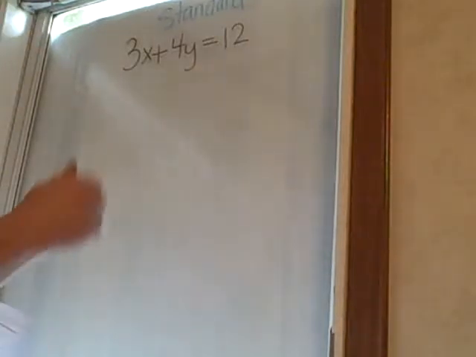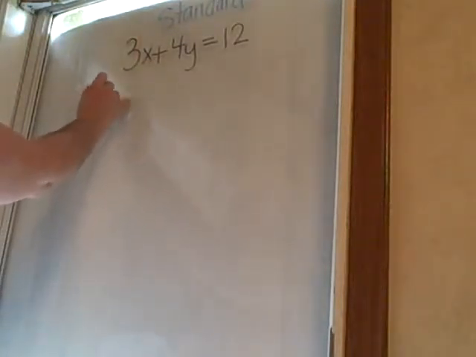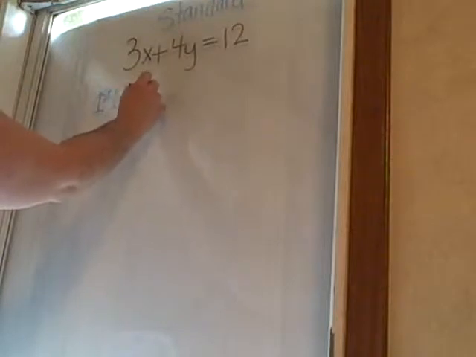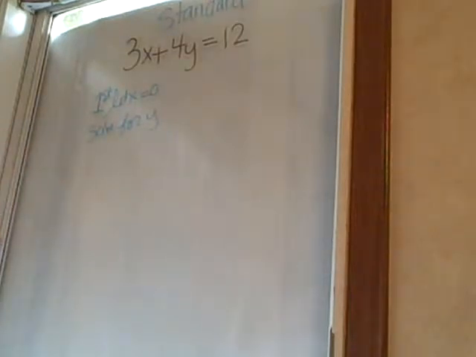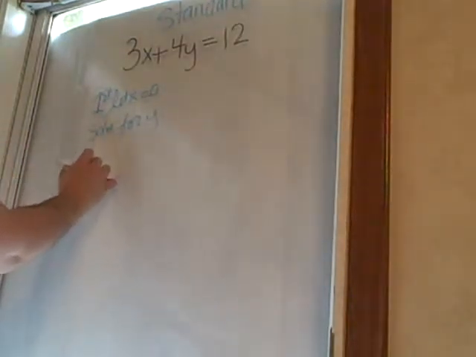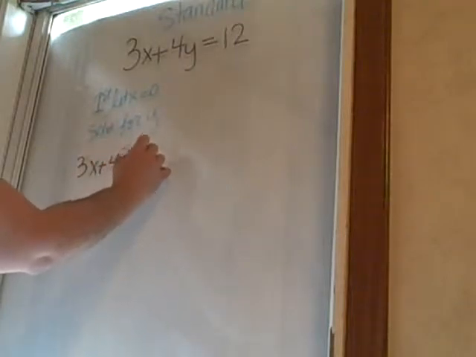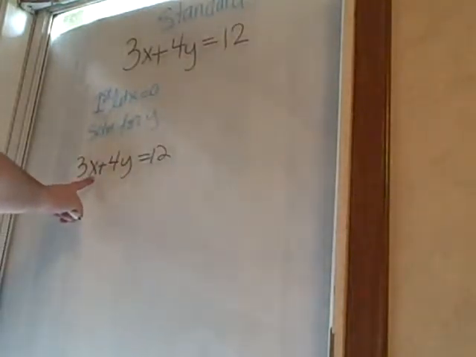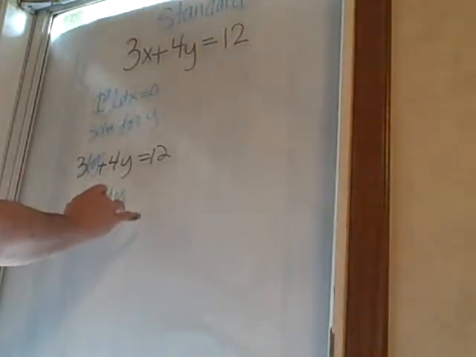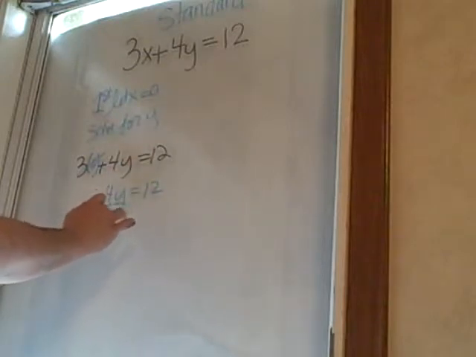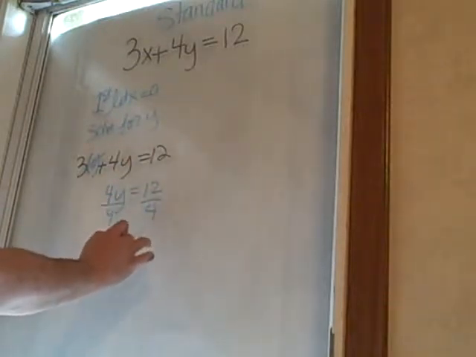How we find the intercepts is we first let x equal 0 and solve for y. So we look at our equation, which is 3x plus 4y equals 12. And where the x is, I'm going to put a 0. Recognizing that this is multiplying, when I multiply 3 times 0, I get 0 and it goes away. And I have 4y is equal to 12. Dividing both sides by 4, I get y is equal to 3.